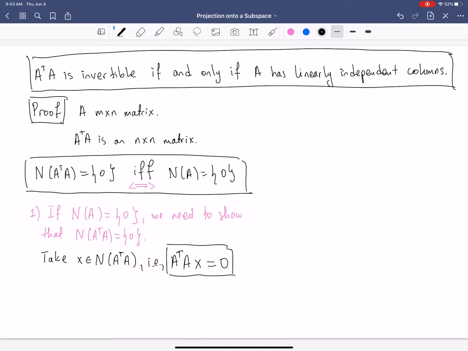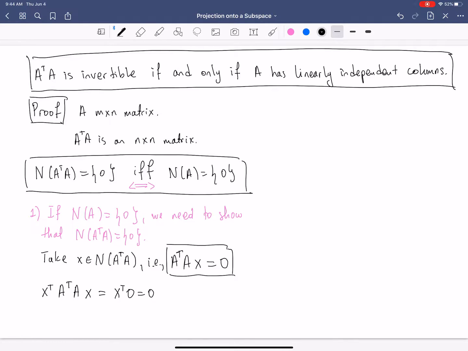Okay. So what can I do from here? Well, it's a very simple trick, actually. And it really is a trick, so you have to know how to do this. I'm going to multiply this equation by x transpose. I'm going to write x transpose A transpose A x is x transpose times 0. But x transpose times 0 is just 0. So when you have an equation equal to 0, you could very well multiply it by anything, as long as the dimensions or the sizes match.